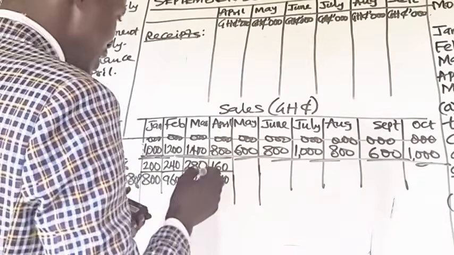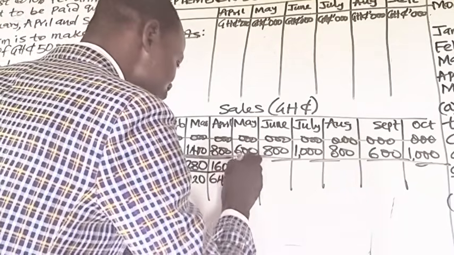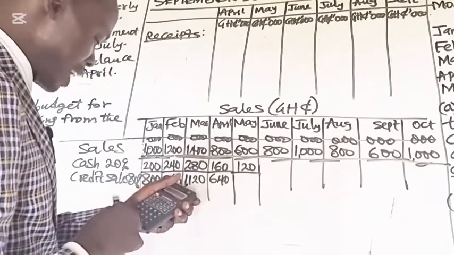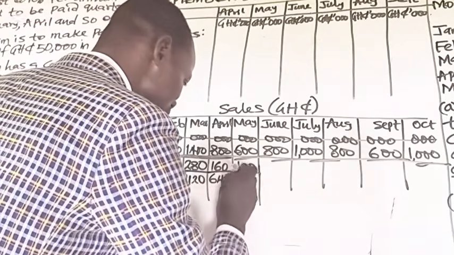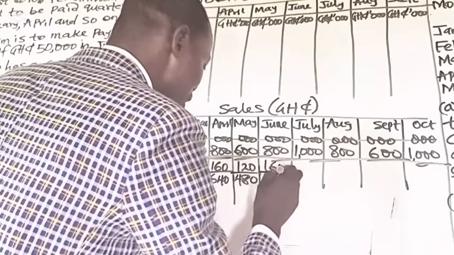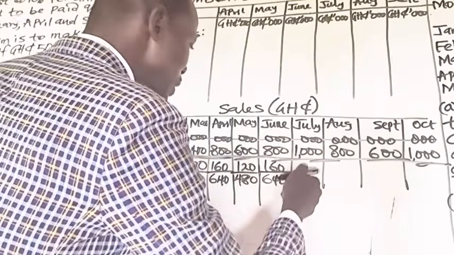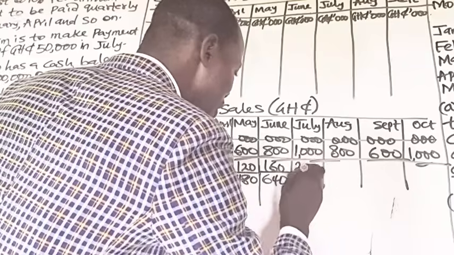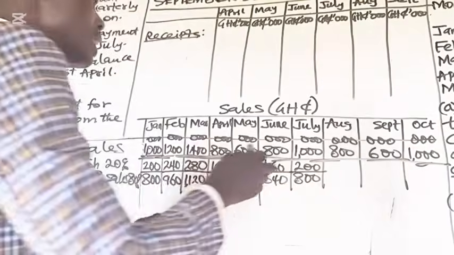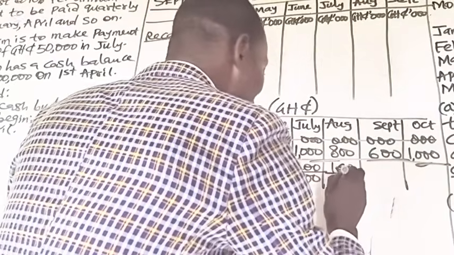In the month of May, 20% of 600, that will be 120. Then 80% of 600, that gives us 480. That is credit sales. 20% of 800, that will be 160. While 80% of 800, that is 640. 20% of 1 million, that is 200. While 80% of that gives us 800. 20% of 800, that will be 160. While 80% of that gives us 640.